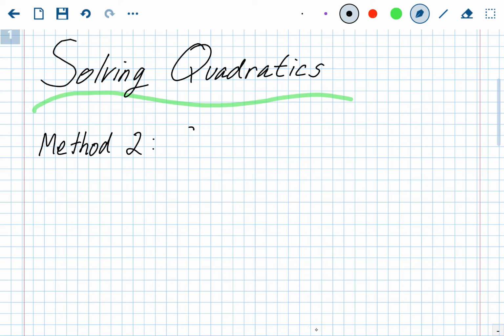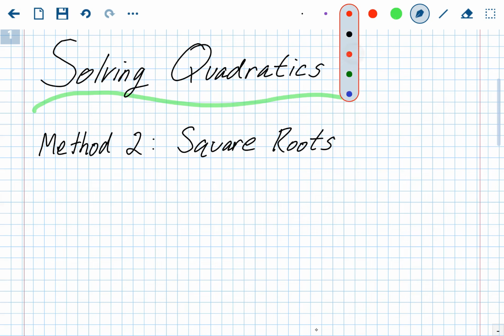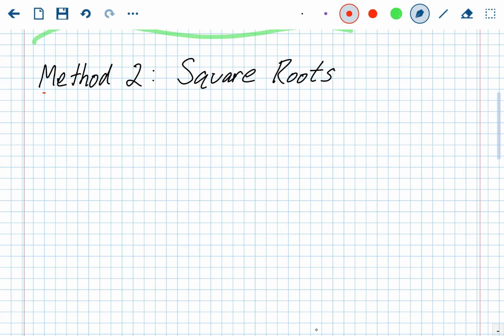Okay, solving quadratic equations, method 2, which is square roots. Method 1 was factoring, so square roots. In this method, we are directly solving by isolating the variable. It's kind of like when we were solving linear equations.